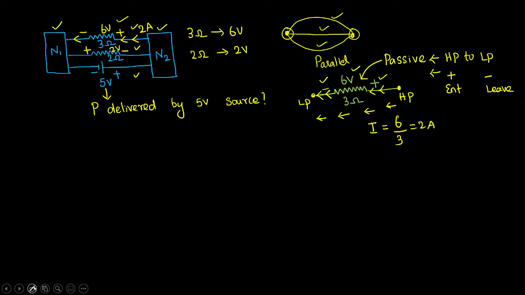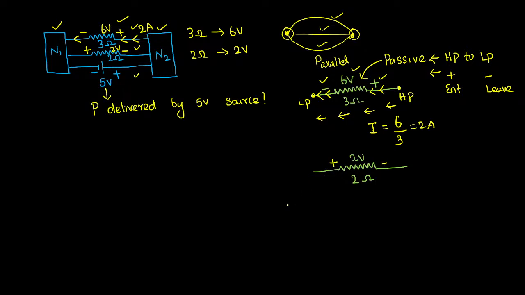Let me focus on the second resistor. Let us keep our attention on the second resistor. If you observe it carefully, once again current will flow from the higher potential point to the lower potential point. They clearly told us the resistance value is 2 ohm and the voltage drop across the resistor is 2 volts.